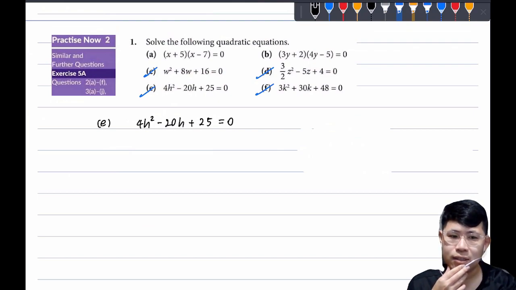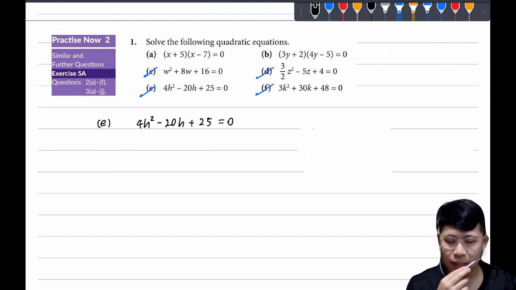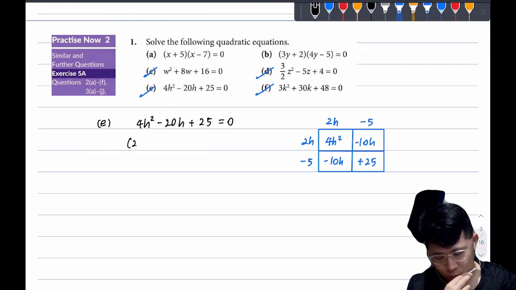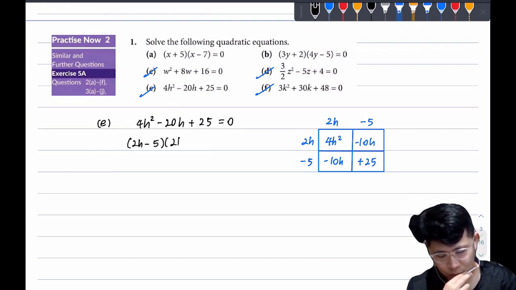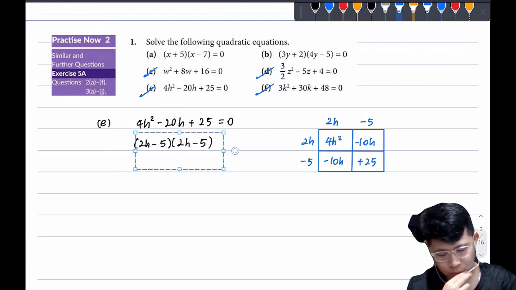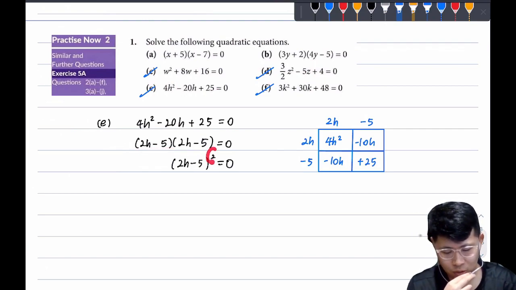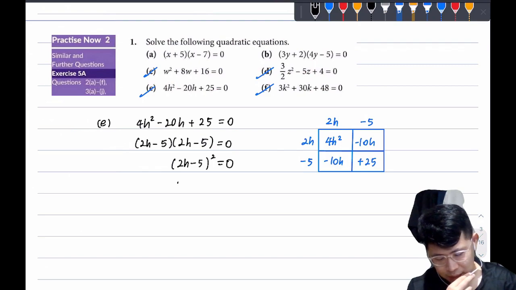Okay, so the next question over here is 4h squared minus 20h plus 25. Same thing, using the factorization box, the box method, we have something like this, and then we have a 2h minus 5 and a 2h minus 5 over here. So this thing is going to be equal to 0, right? Because they are the same factor, they are identically the same, so I can put a square over here, right?